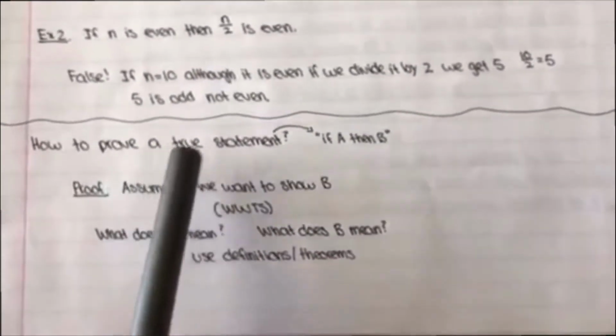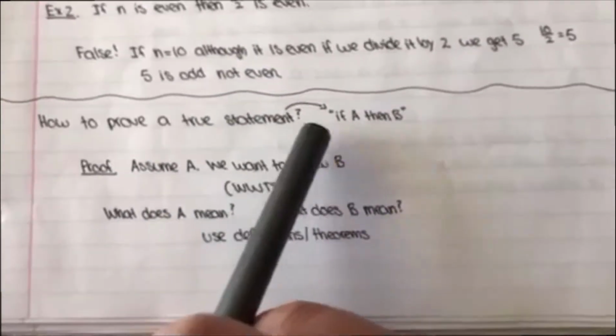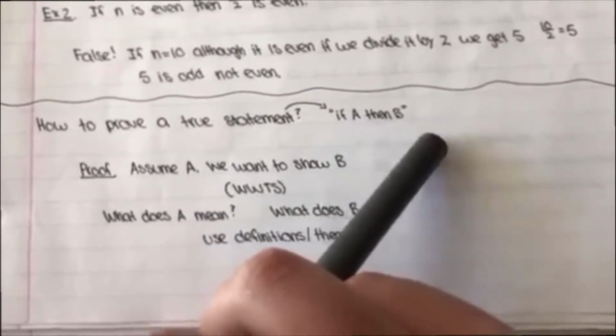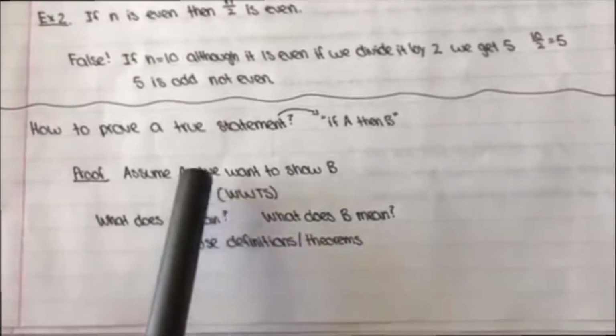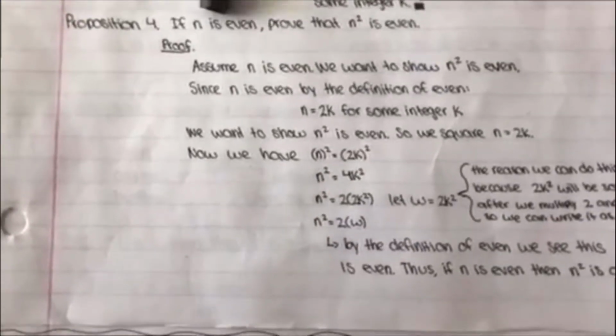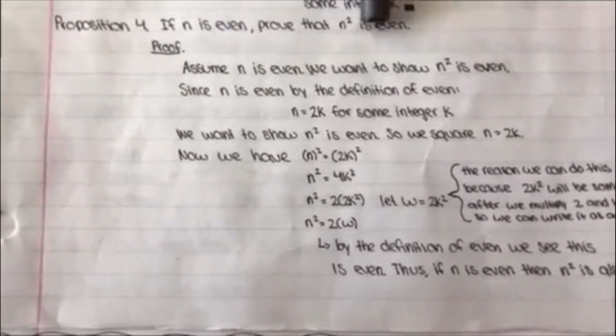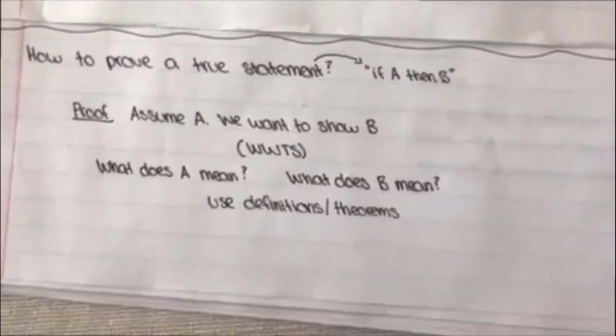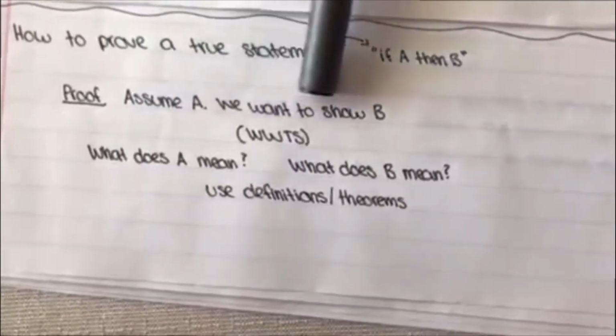Now, how to prove a true statement. A true statement will be something like, if A, then B. So in order to do this, we assume A and we want to show B. This is an abbreviation of we want to show. So we have to break down what A means, what B means, and what definitions or theorems we have to use. So if we look back at proposition 4, it says, if n is even, prove that n squared is even. So we have to assume our A, and we want to show our B.